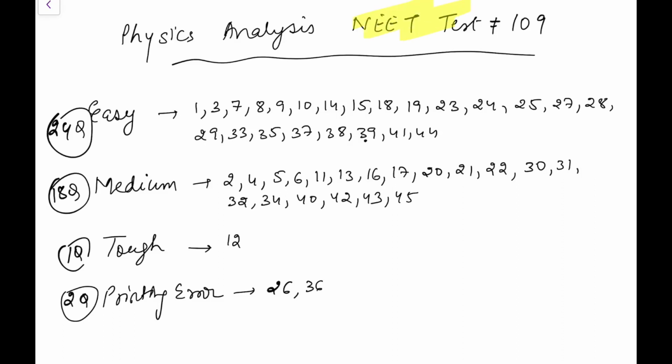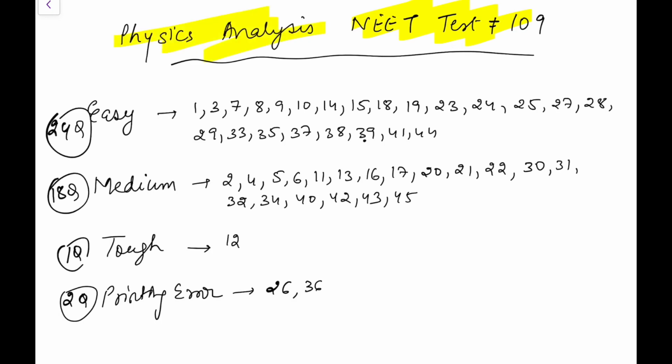I've just solved this NEET test 109 and here I am with the analysis of the physics section. Only one question I can regard as tough, and even that you may not feel is tough. Two questions have printing errors, 18 are medium, 24 questions are easy. So all in all, a very balanced paper. You can always do this.